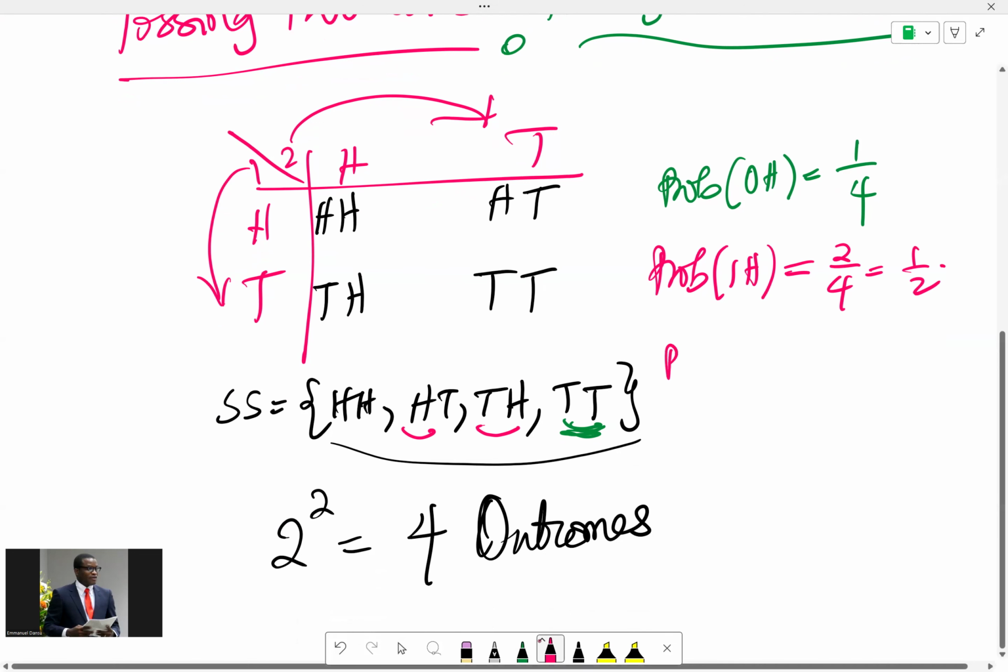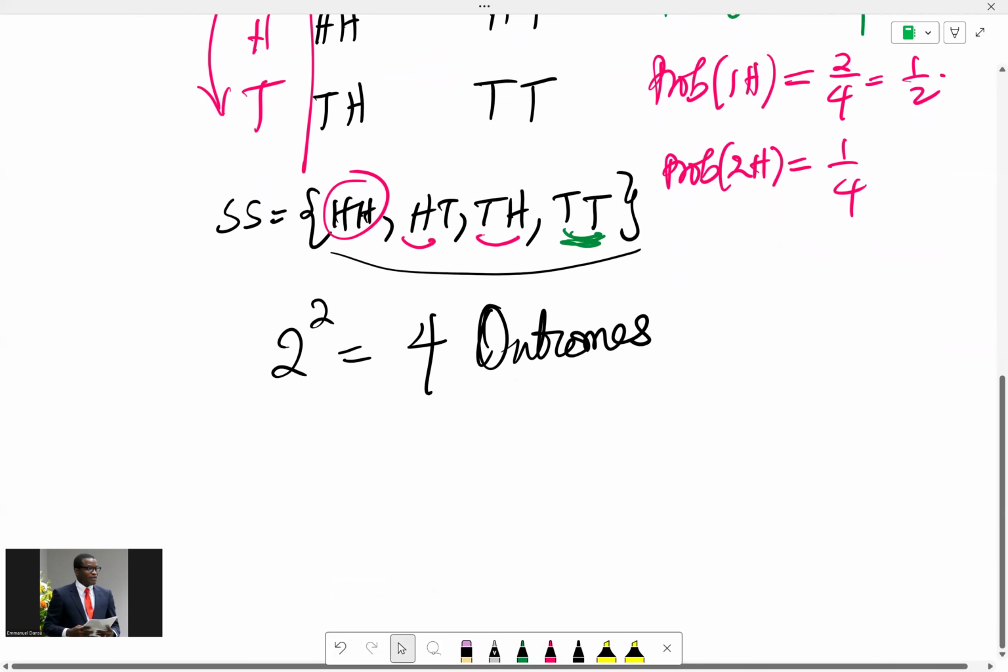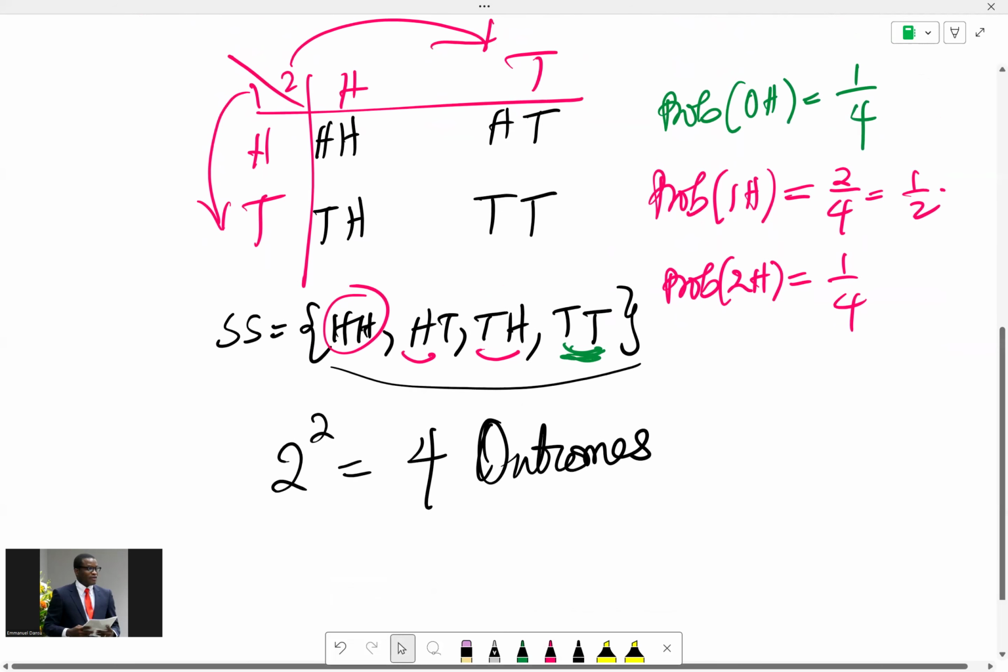Now, what is the probability that you get two heads? There's only one case where you have two heads. That's 1/4 again. Okay. So you can actually make what is called a probability density function or something like that. We're going to get to that. When we get to that, we'll talk about it fully. But for now, let's just stick with what we have.